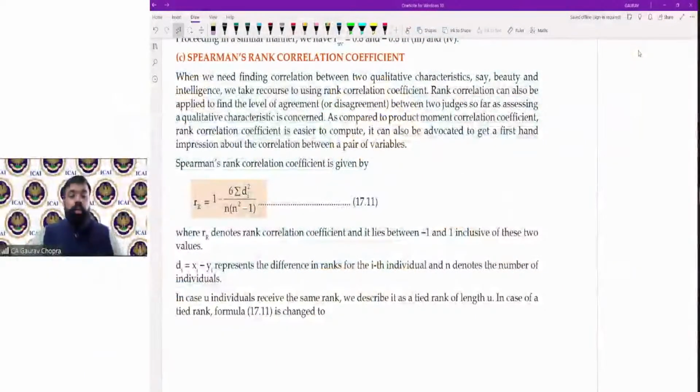Okay. So welcome back, guys. Now the next point is Spearman rank correlation coefficient. So अभी तक जो हमने चैप्टर में किया था that was basics of correlation, then scatter diagram, Pearson. Now the next one is Spearman's rank correlation coefficient.